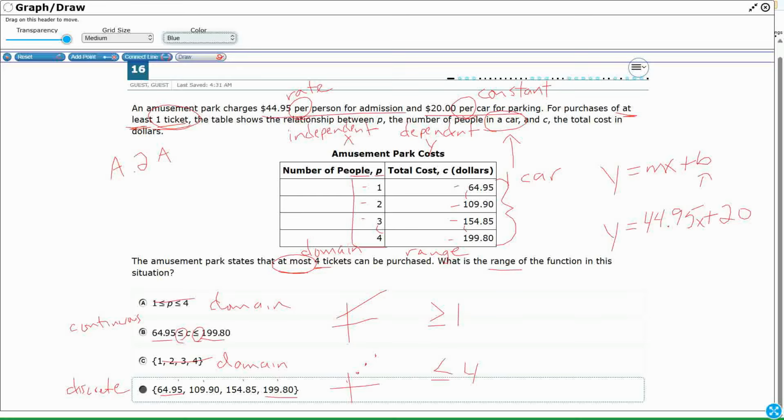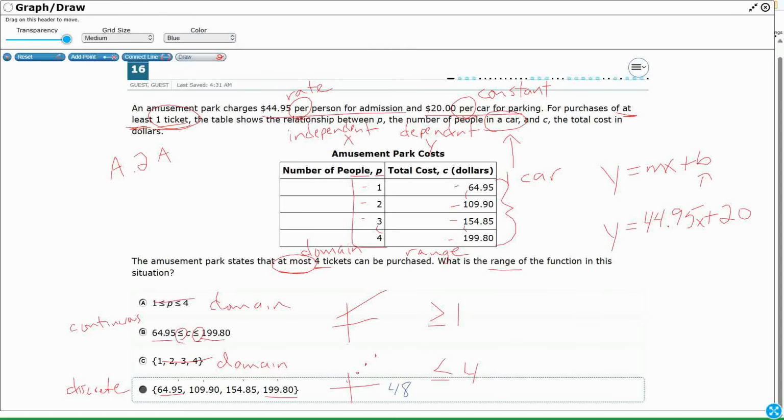And that was obviously a little bit challenging. We had 48% of our students get that one. And look, we had 31% choose B. That means that they kind of got confused with the discrete versus continuous debate.